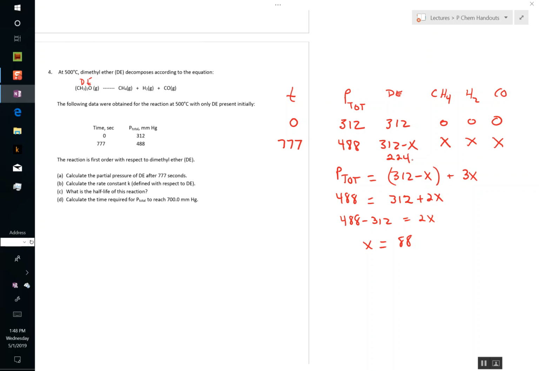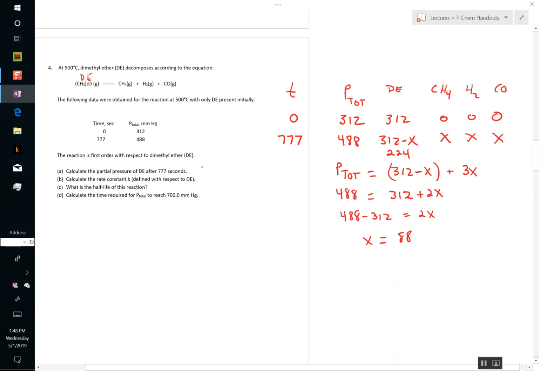Calculate the partial pressure of DE after, so that is going to be 224 millimeters of mercury.